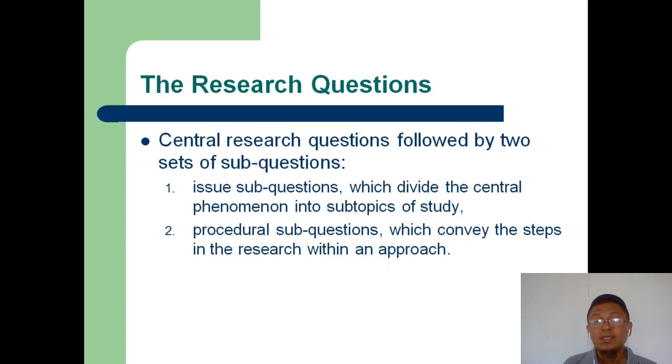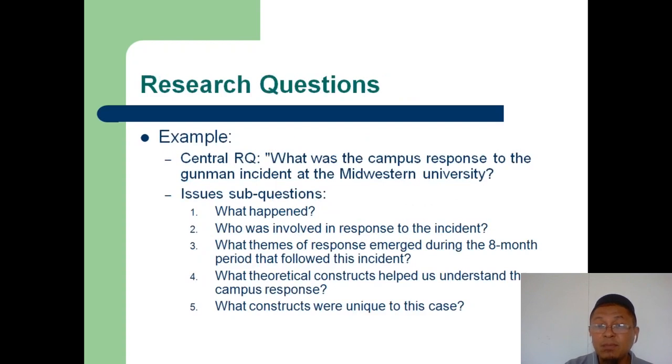The research questions. The central research question is followed by several sub-questions. First we have the main research question, and then you can have sub-research questions. For example, this one: What was the campus response to the gunman incident at the Midwestern University? So that is the central research question. And then you have the sub-questions.